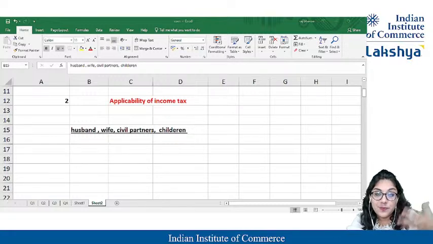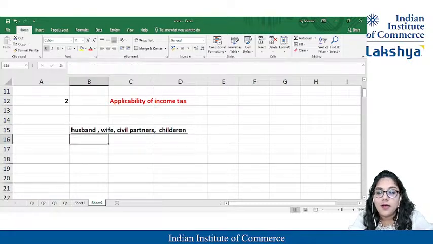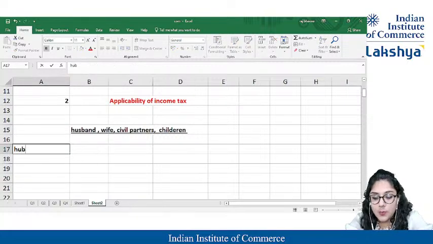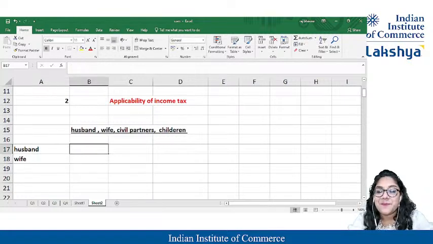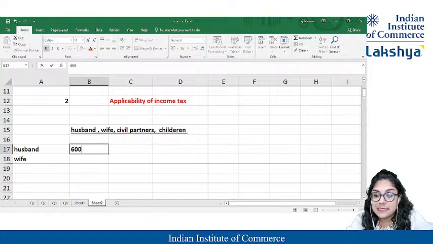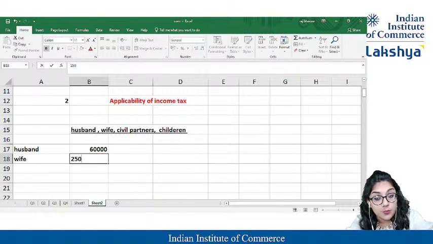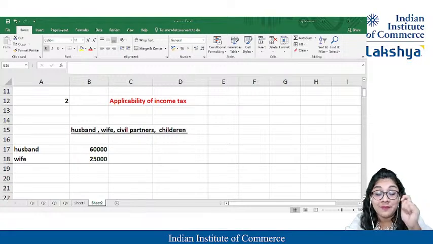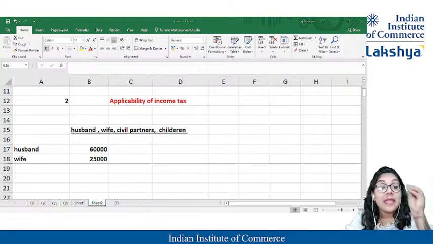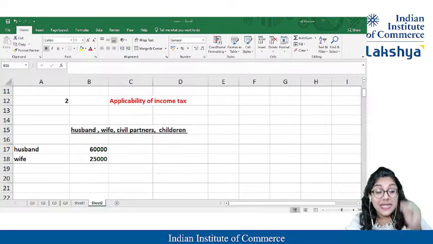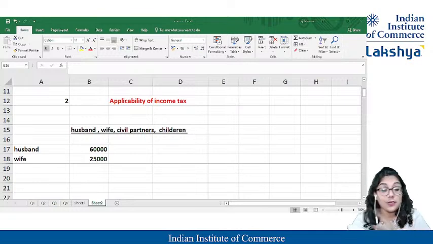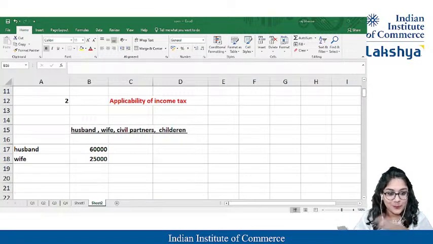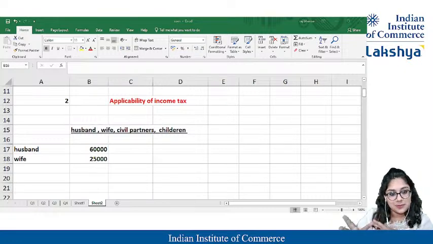Okay, let's presume husband is earning. I'm talking about husband and wife. Suppose husband is earning 60,000. Students, again the most important thing which I wanted to take: every figure in pounds. Everything is to be denoted in pounds, and to the nearest round off.